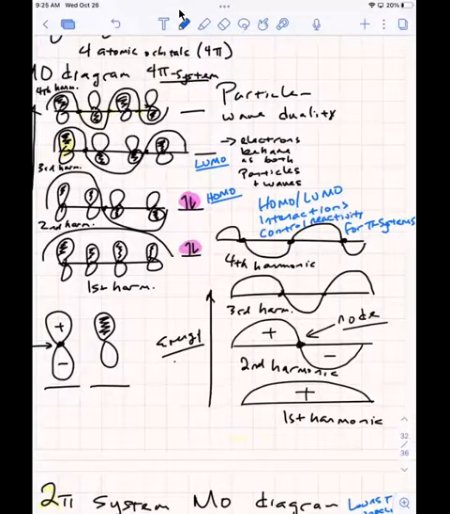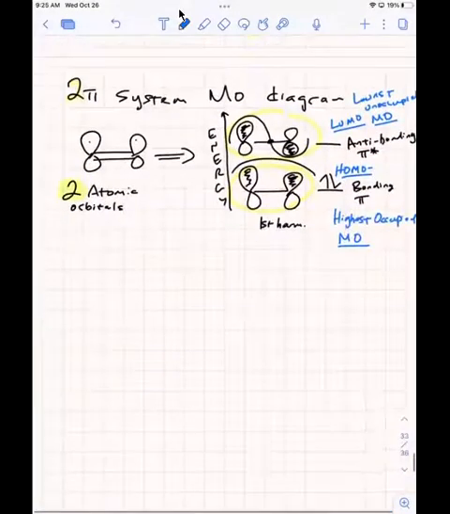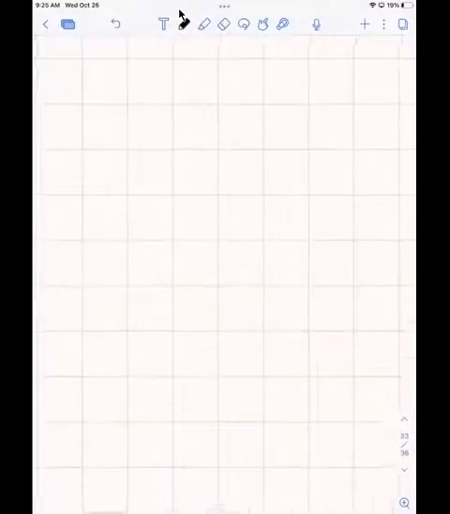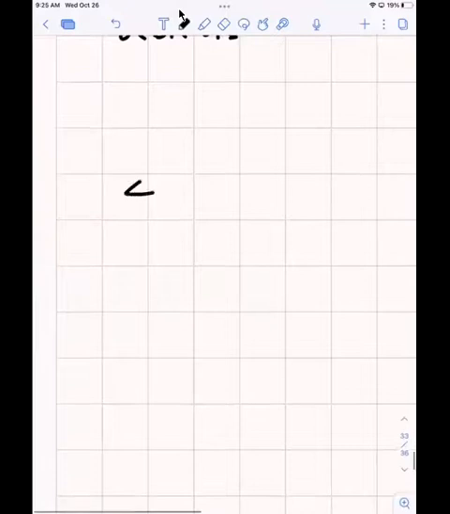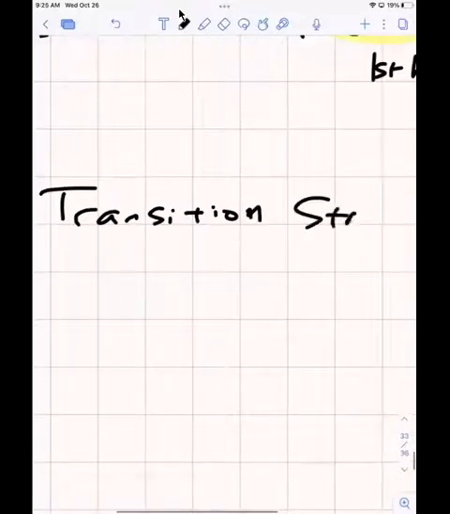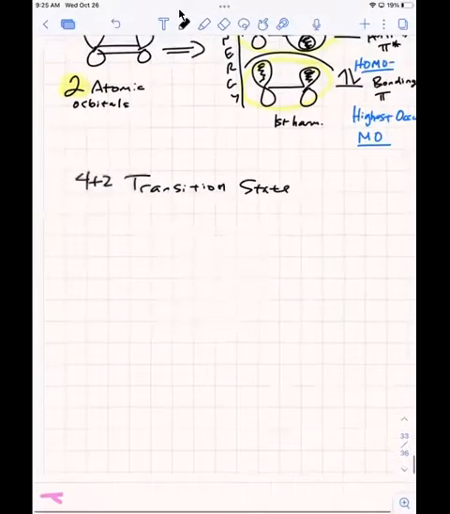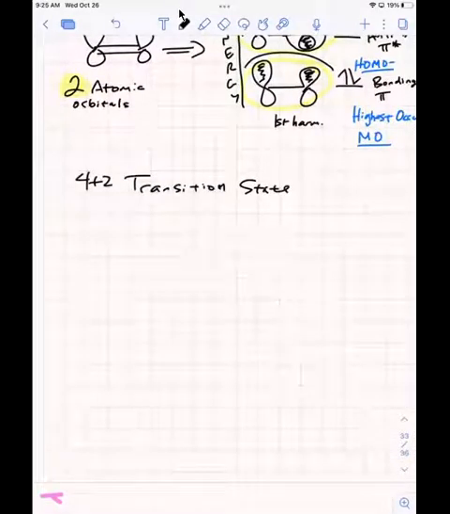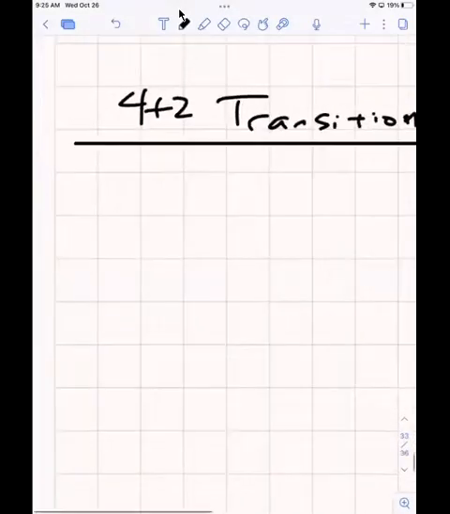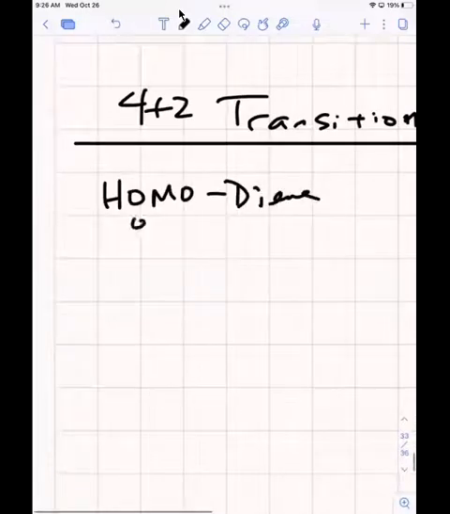All right. So what does all this have to do with the 4+2 cycloaddition? Let's talk about it, and then we're going to do some examples. When the 4+2 happens, this is always the case. Always the case. The HOMO of the diene overlaps with the LUMO of the dienophile.